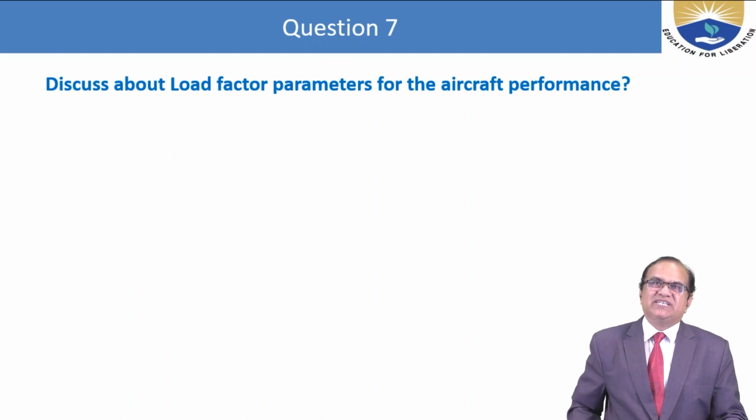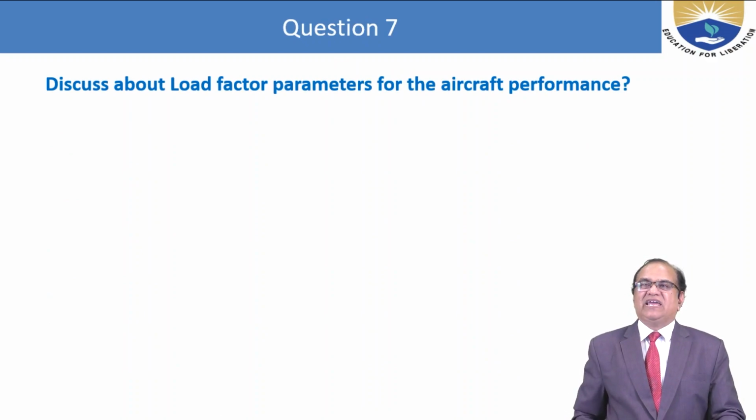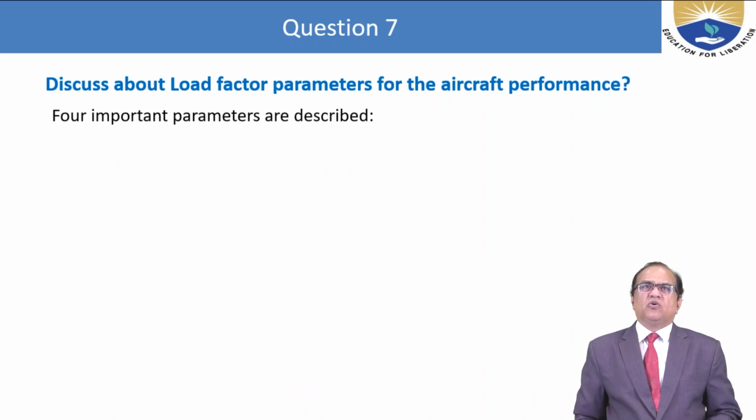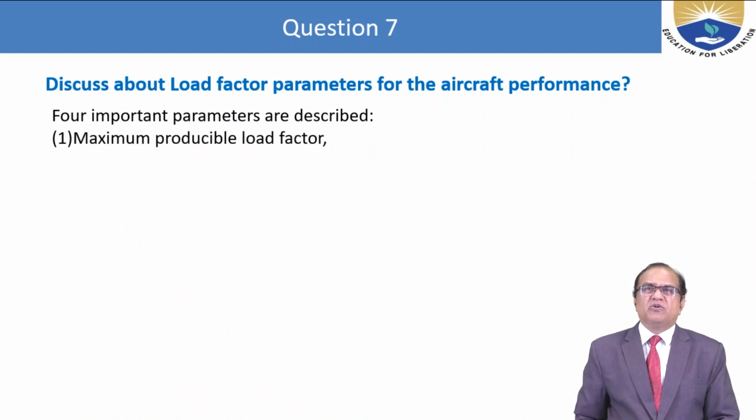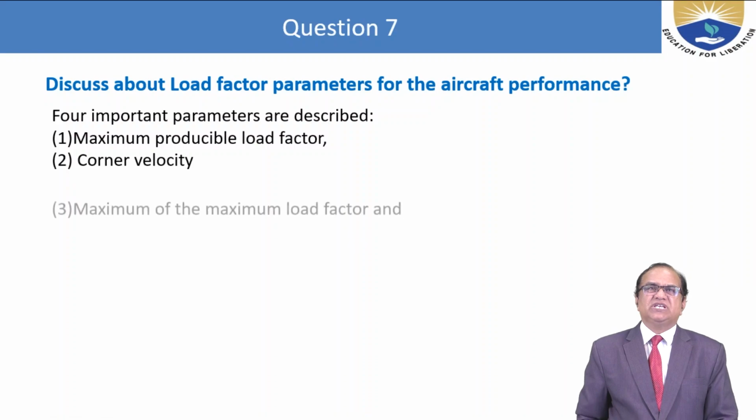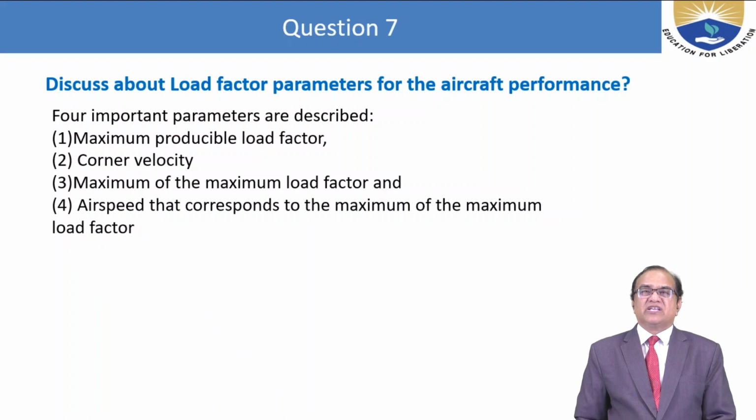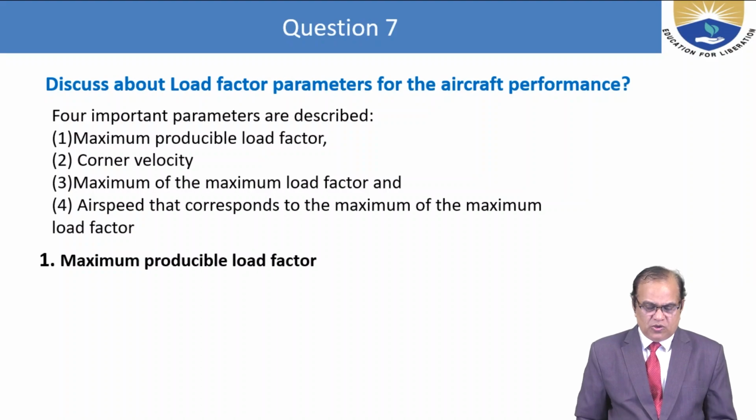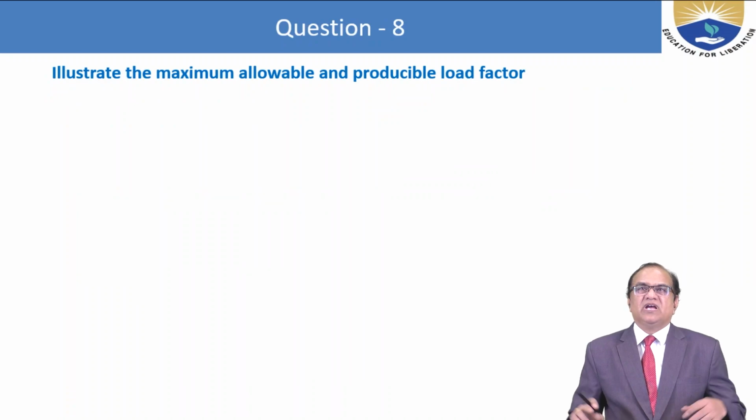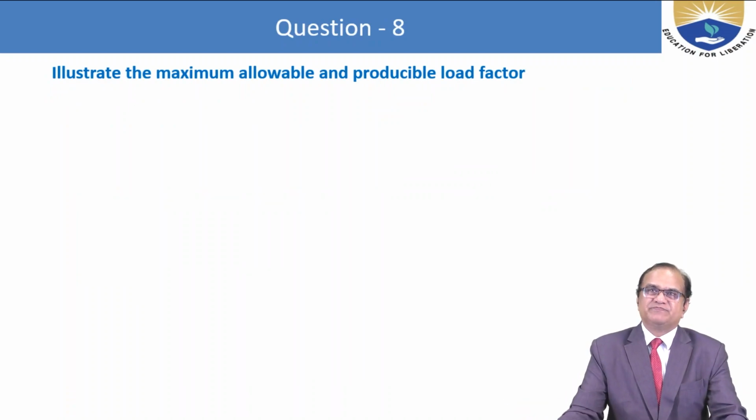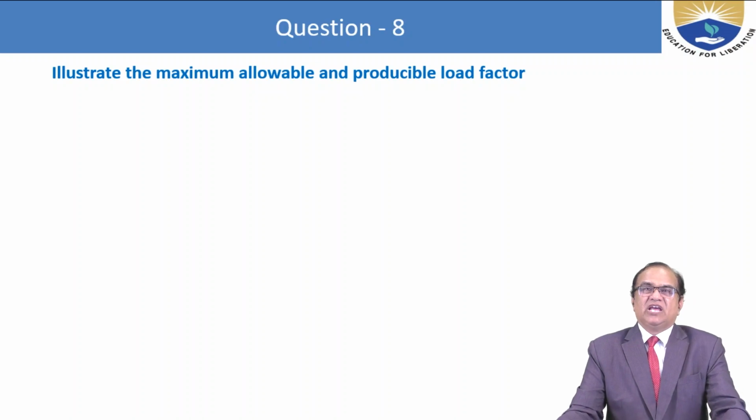So next question, discuss the load factor parameters for aircraft performance. Four important parameters are described here: maximum producible load factor, corner velocity, maximum of the maximum load factor, and the airspeed that corresponds to the maximum of the maximum load factor. So first, the maximum producible load factor. What is the meaning of maximum? That we will discuss in this question. Illustrate the maximum allowable and producible load factor.